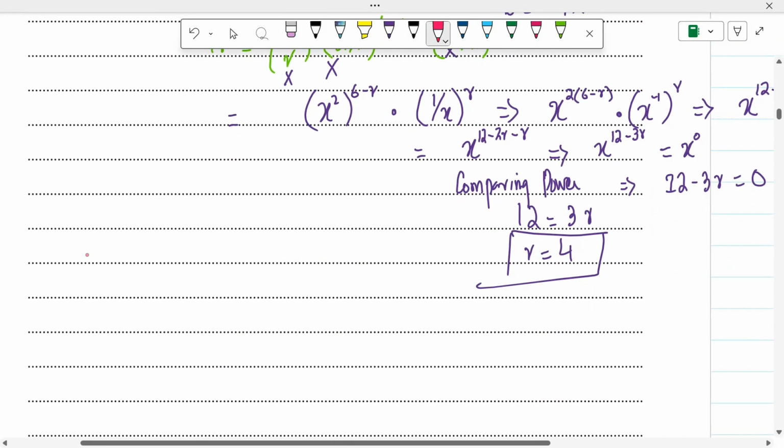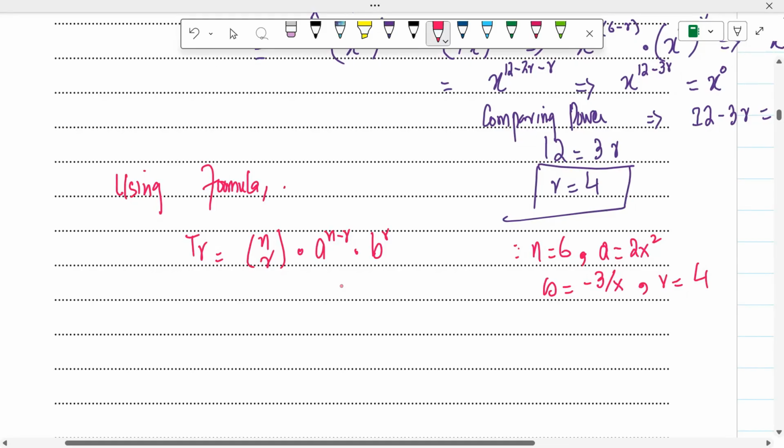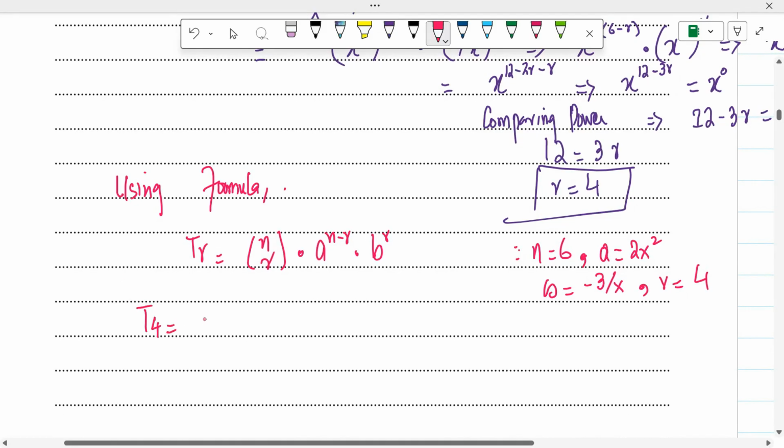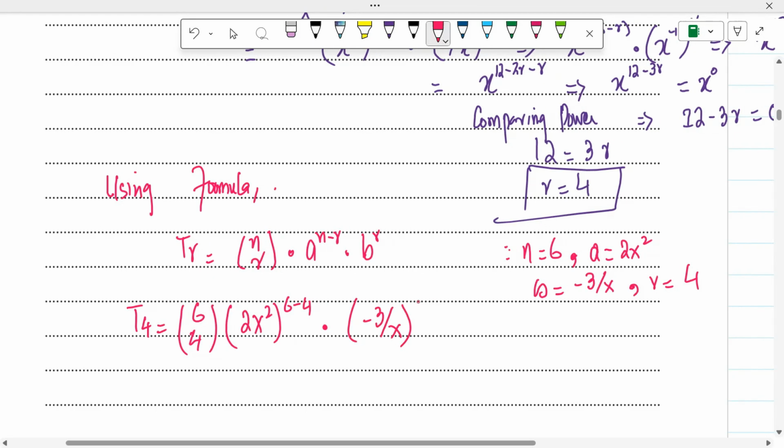So again, using the formula, we have T_r equals nCr times a to the power of n − r and b to the power of r. In this case, n is again 6, a is equal to 2x², b is equal to −3/x, and r we just calculated, which is 4. Plugging these values, we will have T_4 equals 6 combination 4, and a to the power of n − r is (2x²) to the power of 6 − 4, times b, which is (−3/x) to the power of 4.